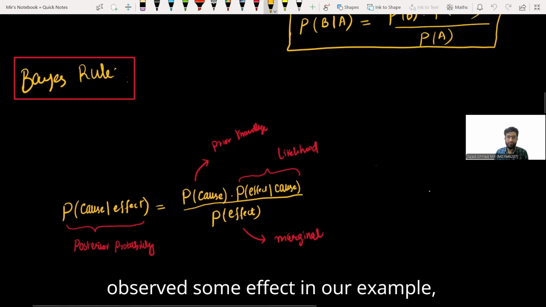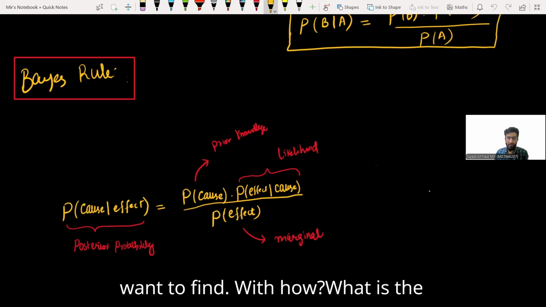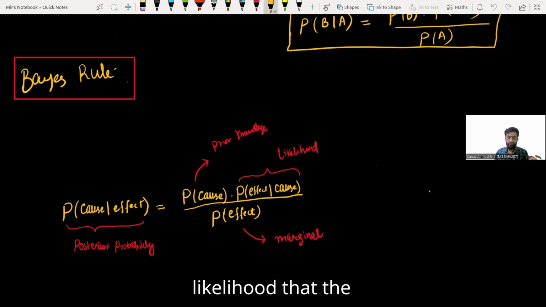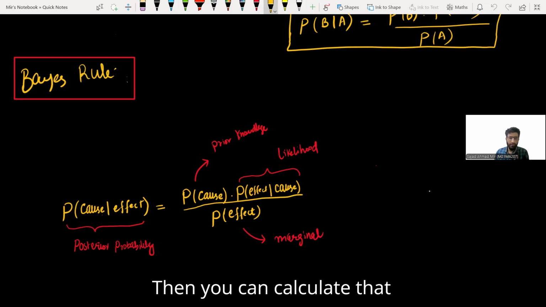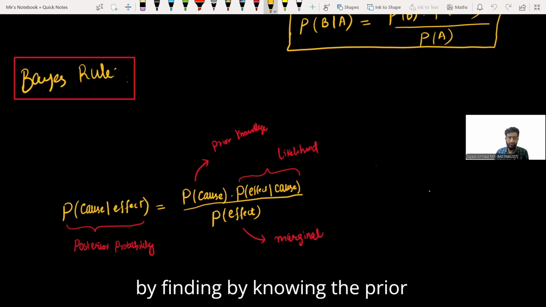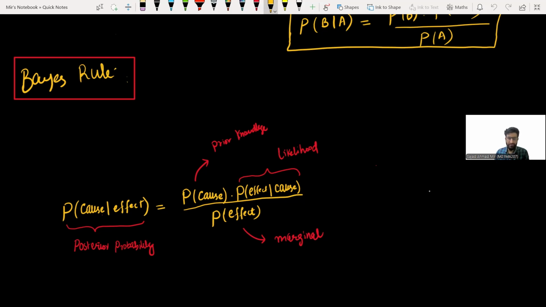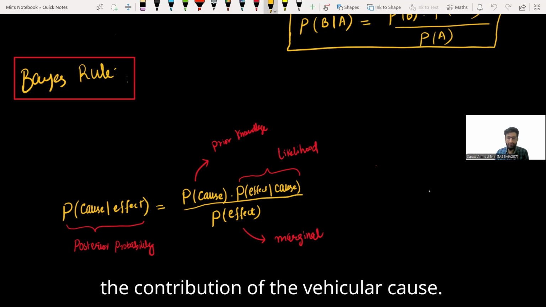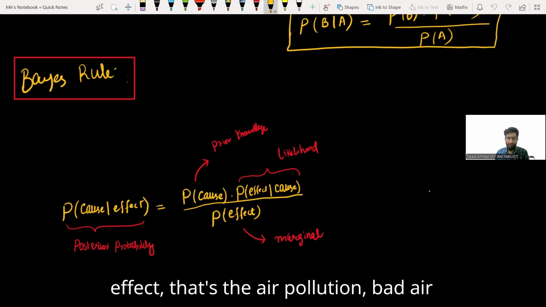Suppose that you observed some effect, in our example the bad air quality, and you want to find the likelihood that the bad air quality was due to, let's say, vehicular pollution. Then you can calculate that by knowing the prior probability of the cause, which means the contribution of the vehicular cause, and its contribution to observing the effect, that is, the bad air quality.